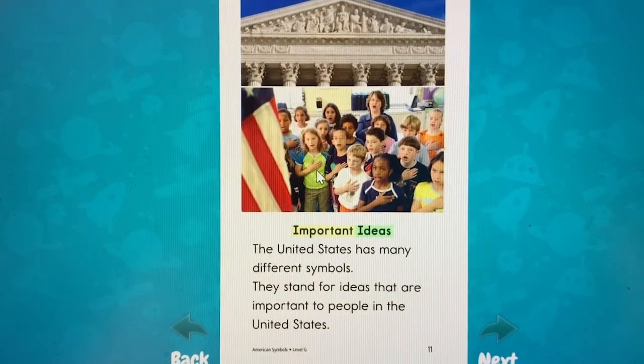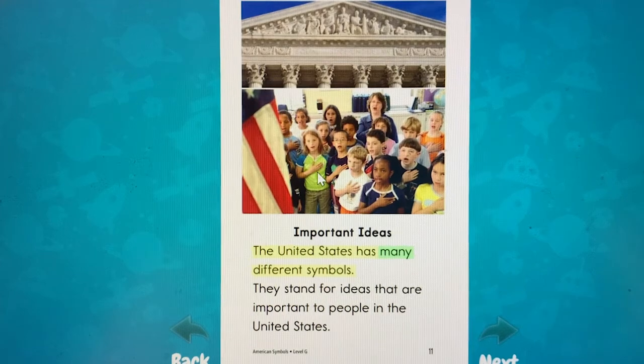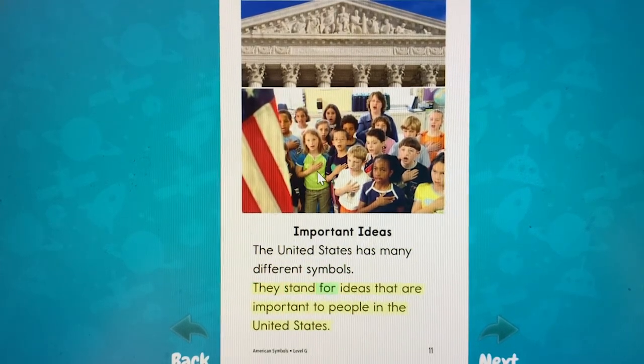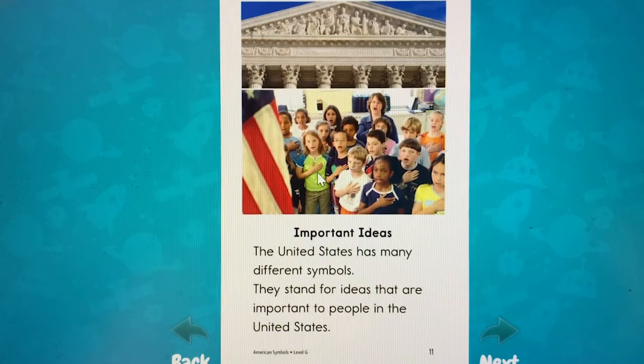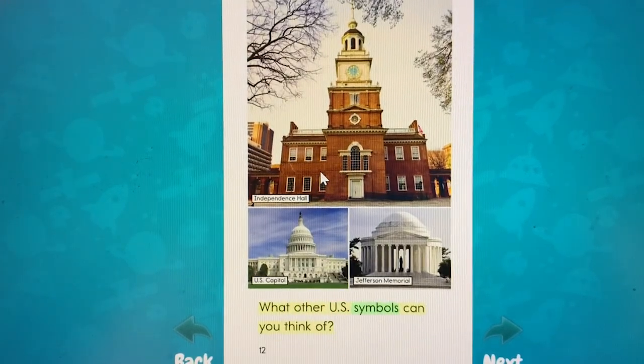Important ideas. The United States has many different symbols. They stand for ideas that are important to people in the United States. What other U.S. symbols can you think of?